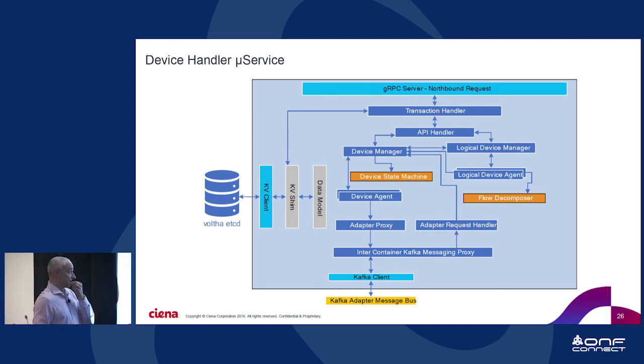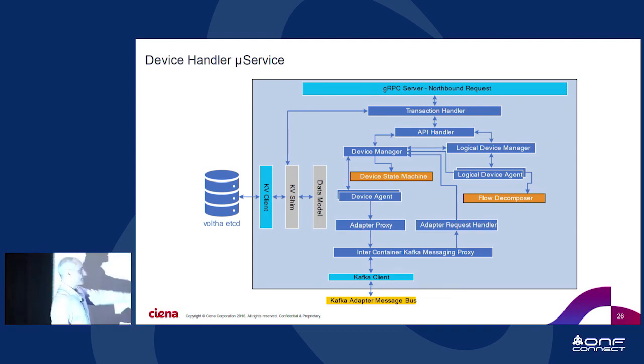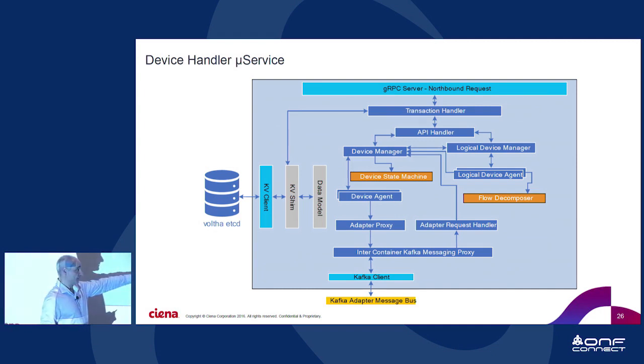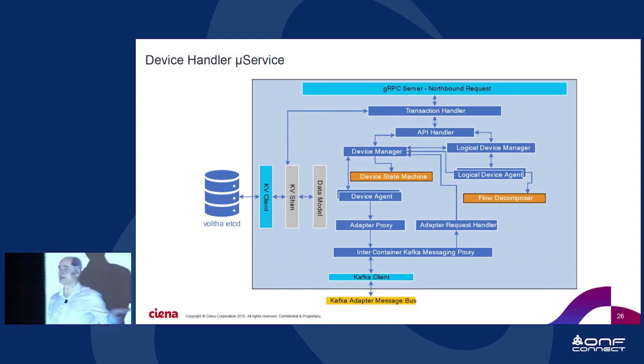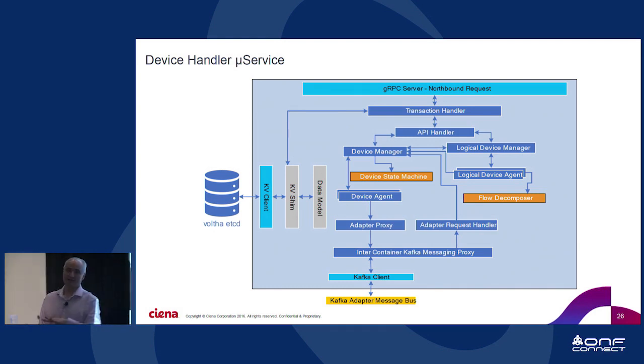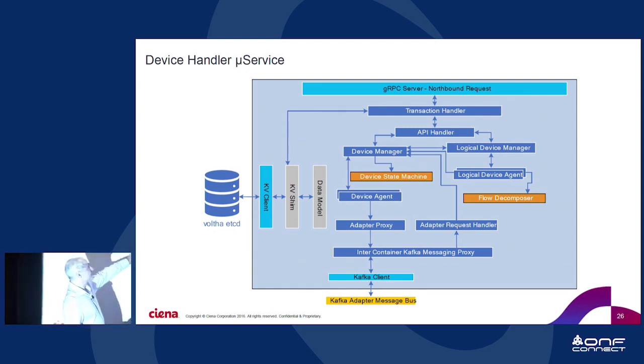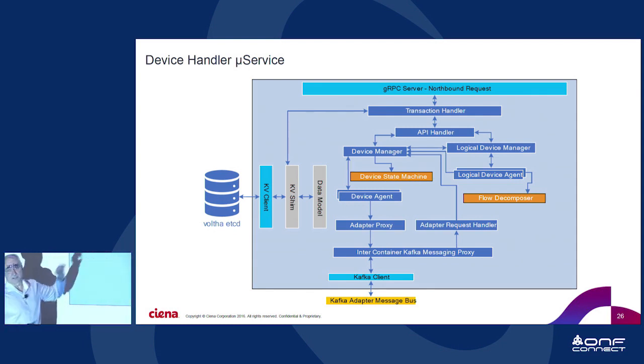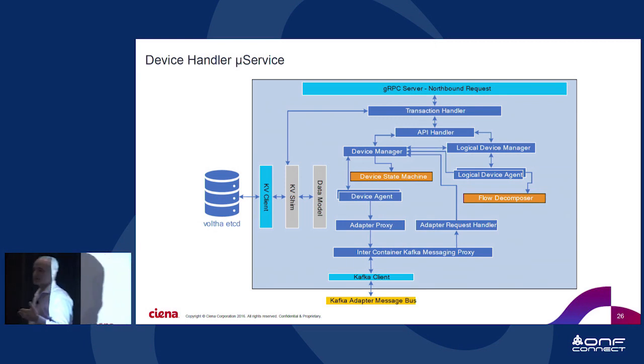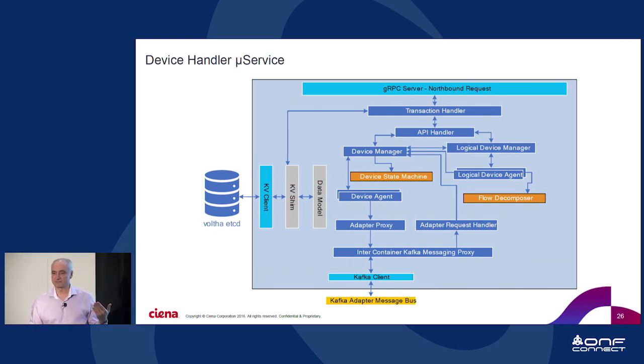And the Kafka messaging proxy: we put in this proxy because we may want to replace Kafka with something else, so it acts as a shim to keep us independent of the actual message bus being used. We've done the same thing here with a KV shim, because maybe we want to replace etcd with something else.